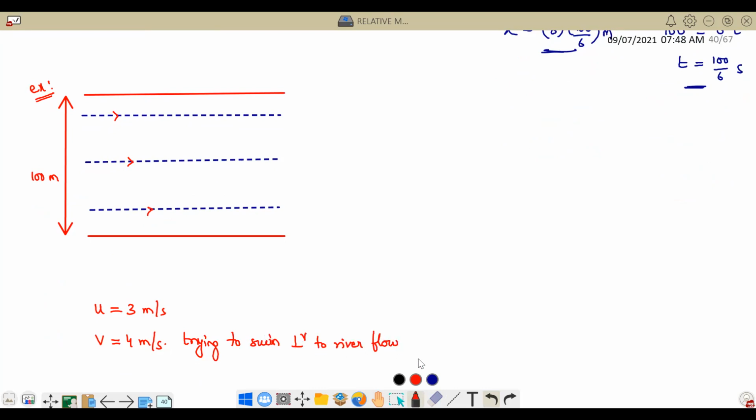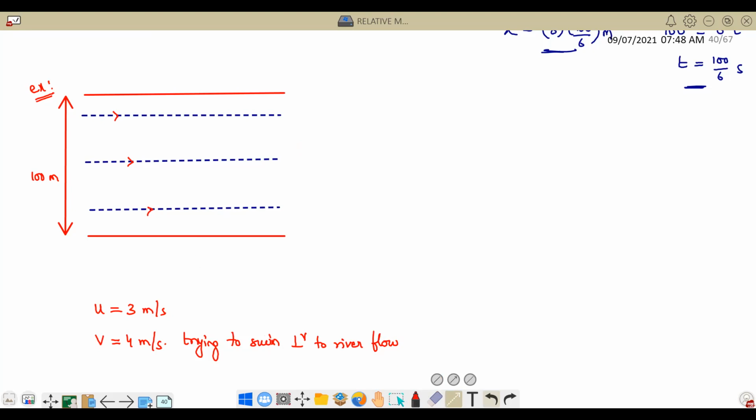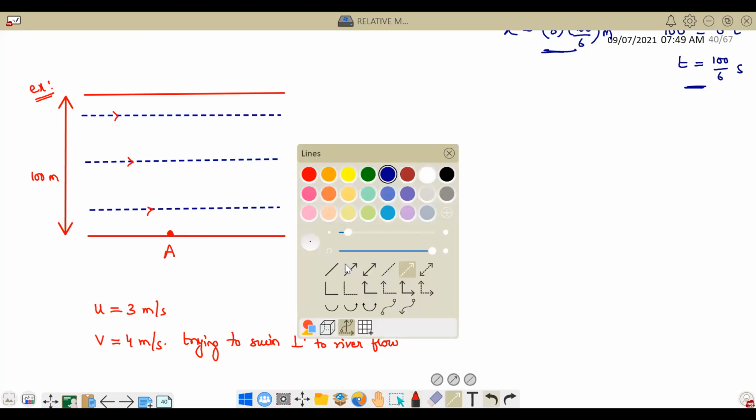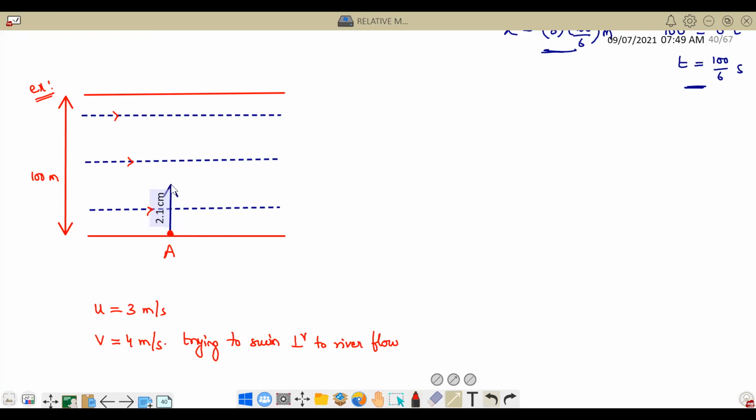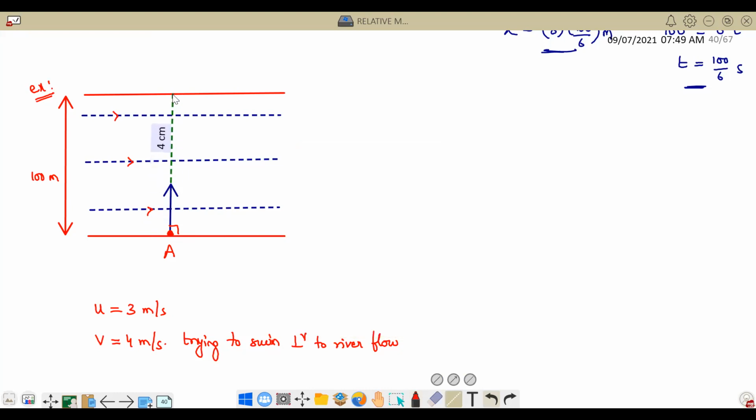That means his effort is which side? Tell me. Suppose he is starting from here, point A. Trying to swim perpendicular to the river flow means he is trying to move which side? Perpendicular to the river flow, like this. So his aim is to reach this side, correct or not? But will he reach point B? No, sir. Where will he reach? Somewhere around C, sir. Direction tan inverse 4.